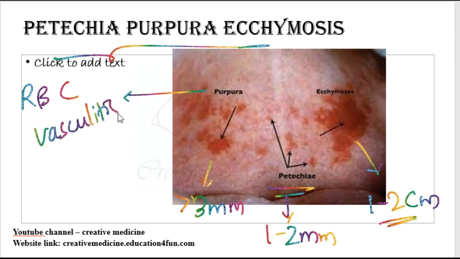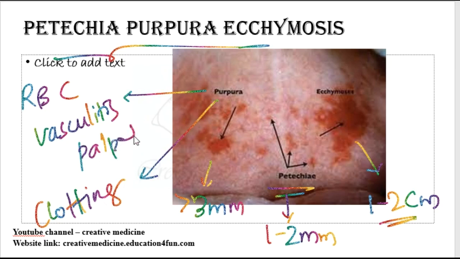In vasculitis, the purpura which are seen are palpable purpura. In clotting disorders, they are non-palpable purpura.